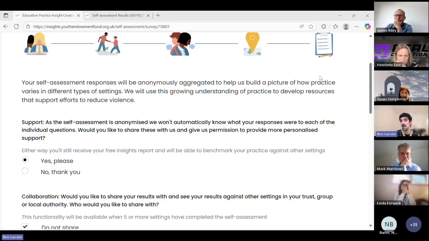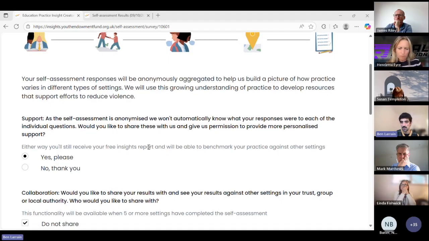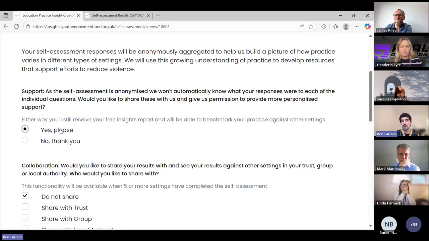Although we can see who has registered and completed a self-assessment, we are never able to marry up the responses to that education setting unless you would like to share that with us. And that's a really important feature, because we want people who complete the self-assessment to answer it as honestly as possible, to really enable reflection and possible change of practice further down the line. But if you would like to share your responses with us, you're able to here.